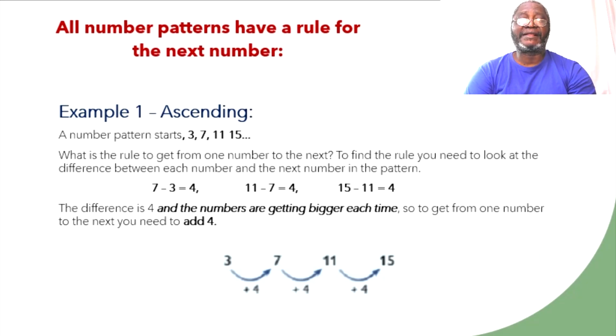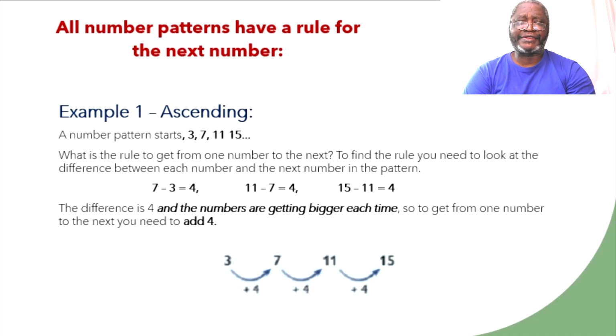Example 1, ascending, that's counting up. A number pattern starts 3, 7, 11, 15. What is the rule to get from one number to the next? To find the rule, you need to look at the difference between each number and the next number in the pattern. In this case, you have 7 minus 3 is 4. 11 minus 7 is 4. 15 minus 11 is 4. So the number pattern for 3, 7, 11, 15 will be adding 4.